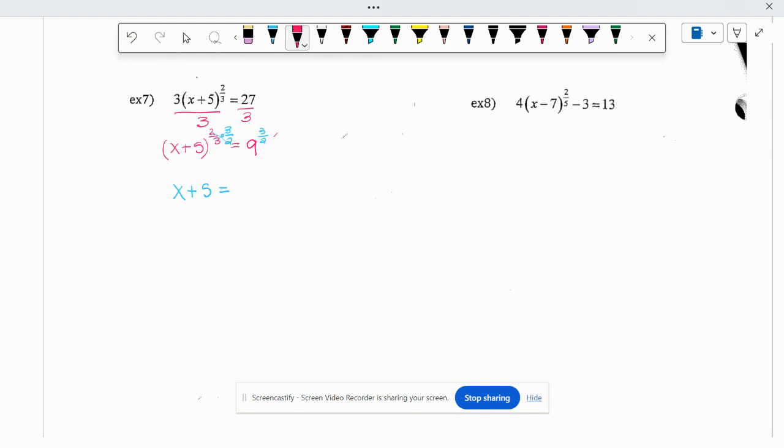Again, this is a square root. So this is the square root of 9 to the power of 3. But remember, because it's a square root, we have both a positive and a negative. The square root of 9 is 3, and 3 to the third power is 27. So that means you have either x plus 5 equals positive 27, and x plus 5 equals negative 27. You have both, not or, really.